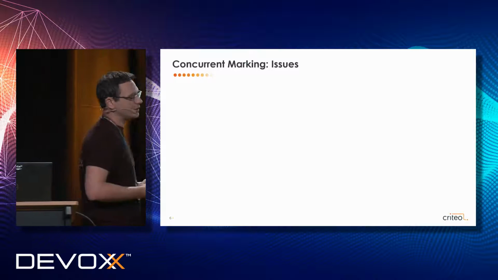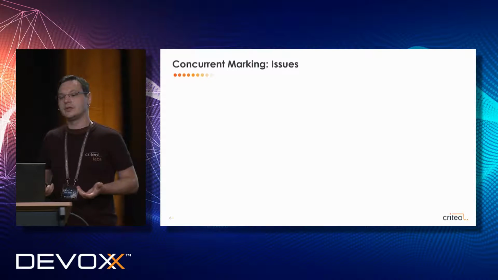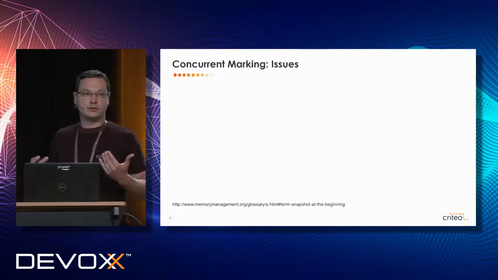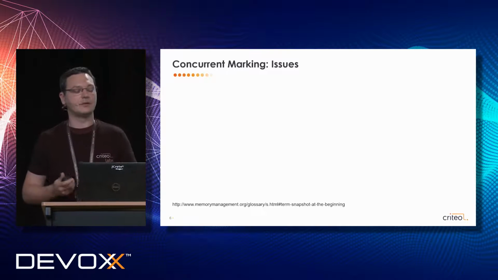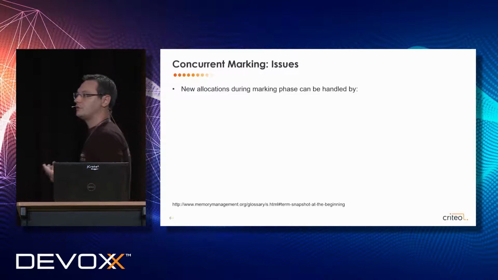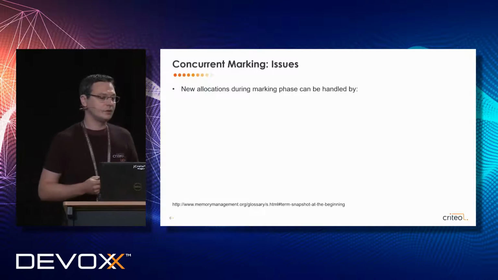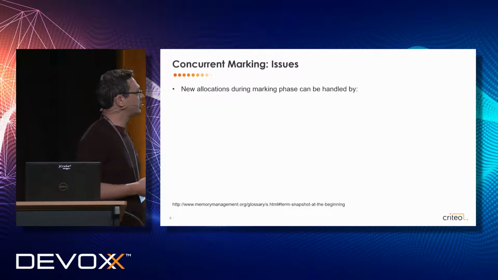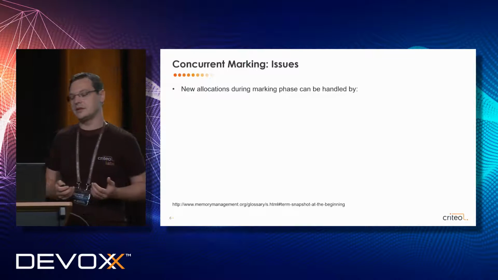But with concurrent marking, we may have some issues dealing with the fact that the application can modify the object graph. There can be two kinds of modification of this object graph. The first one is new allocation during this marking phase.